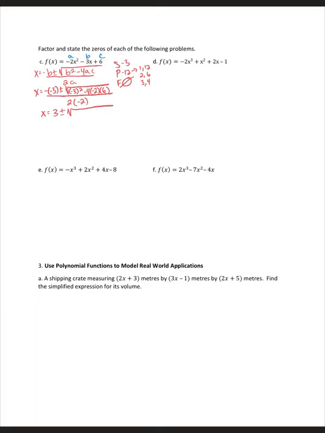And then if we simplify the rest here, negative 4 times negative 2 is a positive 8. 8 times 6 is 48. So we have 9 plus 48. So this would all simplify to 57 all over negative 4. Okay? And then we can split this into the two solutions.